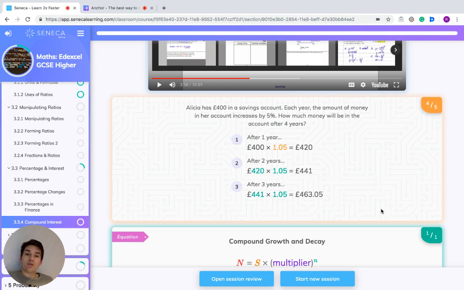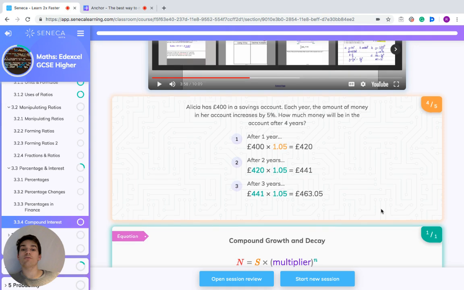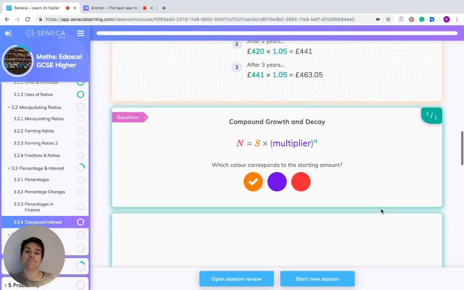Now we could do it that way, which seems quite long-winded, or we could just do 400 times by the multiplier to the power of how many years that it is. So 400 times by 1.05 to the power of 4. That will give you the same answer.